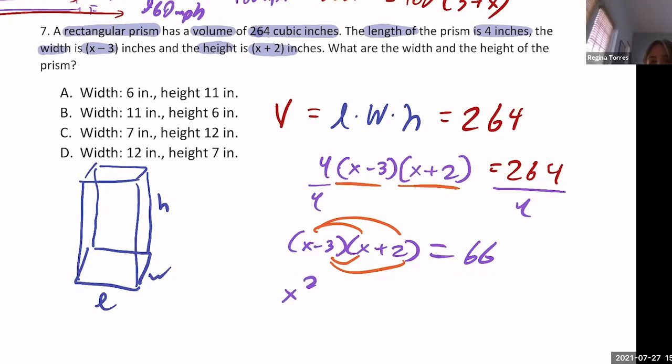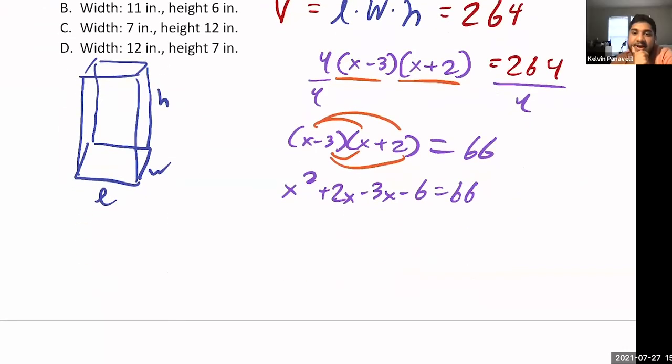X squared plus 2x minus 3x minus 6 equals 66. Awesome. And then what can we do? Remember, whenever we want to solve a quadratic, we got to make sure everything's equal to 0, right? And we should combine like terms as well, right? So what should we do with that 66 on the right side?